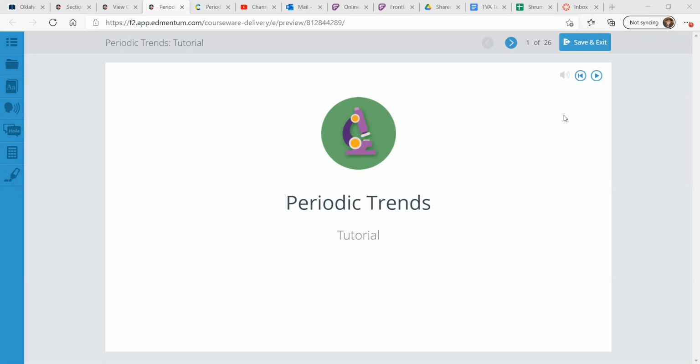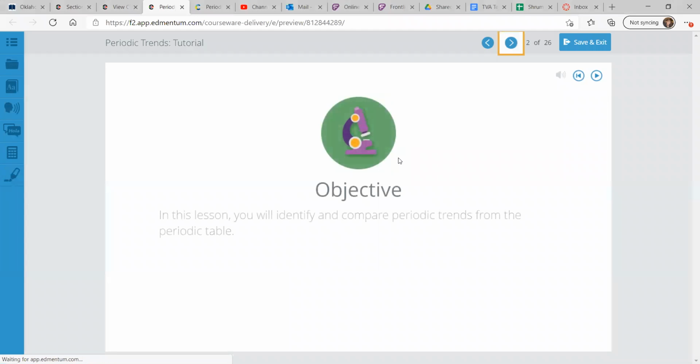Last time we looked at the periodic table, and in this lesson, we're going to look at trends within the table itself. This will give you a better understanding of how to understand the table, how to use it, and the little tricks and tips I have for you will help you with that. We're going to identify and then compare the trends to one another.